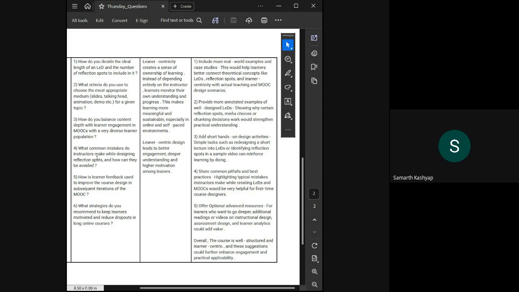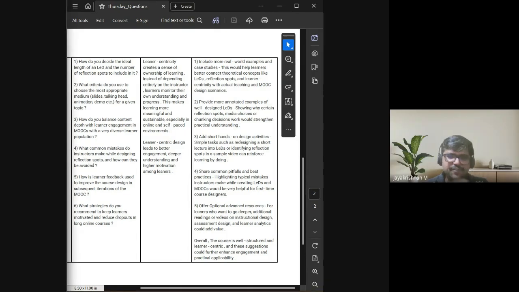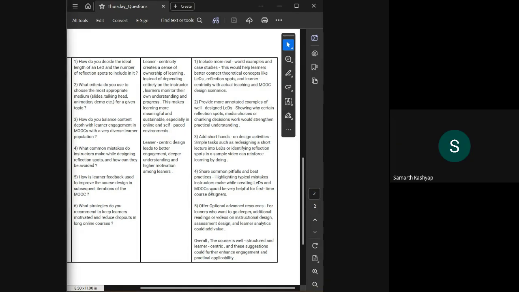Next is add shorthands on design activities. Simple tasks such as redesigning a short lecture into LEDs or identifying reflection spots in a sample video can reinforce learning by doing it. Oh, we have a question in the chat, I'll take care of that.